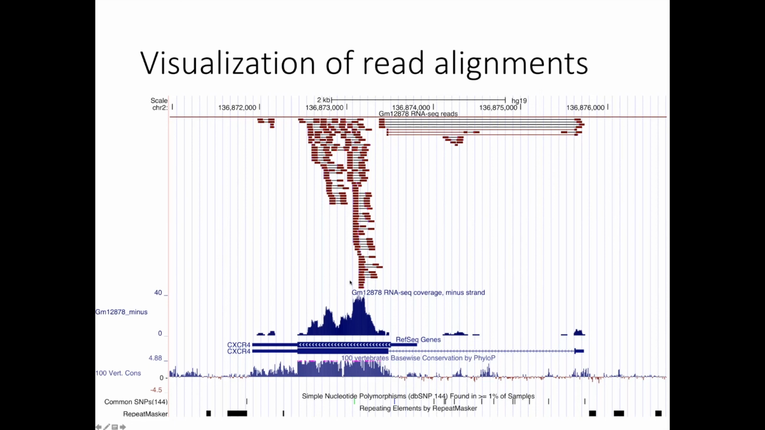So this is typically one of those regions where you see lots of reads, and you see that it's conserved in other species, and there seems to be some polymorphism and other things, which could make this a potentially interesting place to investigate further if you suspect for some reason that this is a gene you're interested in.